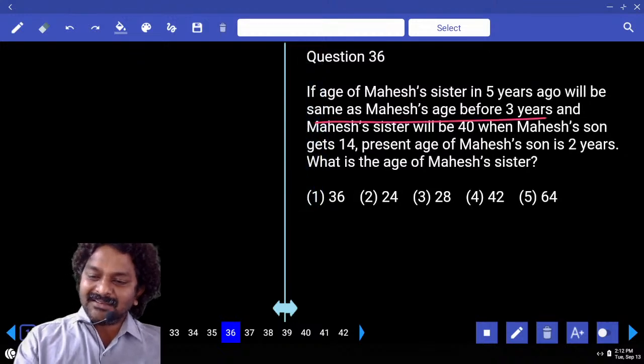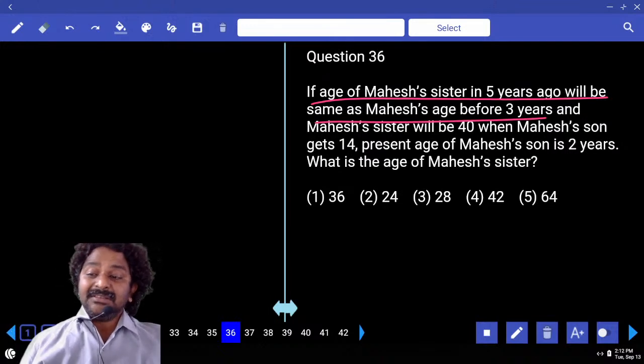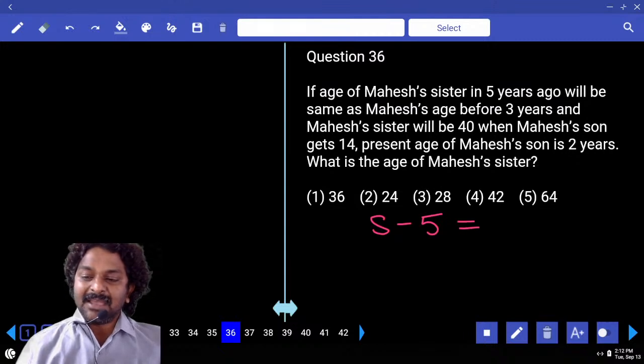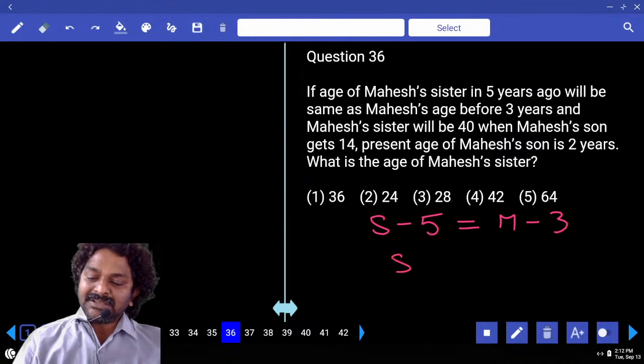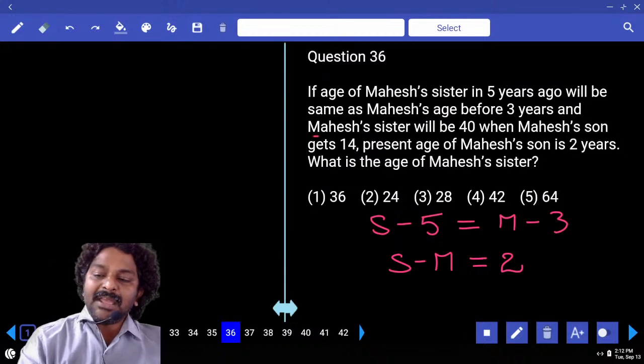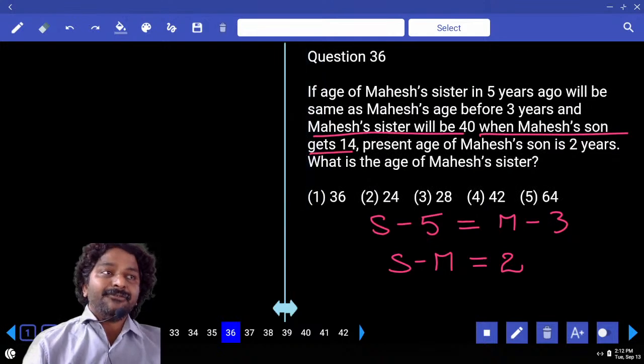Finally, but let's understand the data. Mahesh's sister's age 5 years ago was the same as Mahesh's age 3 years ago. Sister's age 5 years back is the same as Mahesh's age 3 years back. From this we can conclude sister's age minus Mahesh's age is equal to 2 years. Correct? Continue. Mahesh's sister will be 40 when Mahesh's son gets 14.